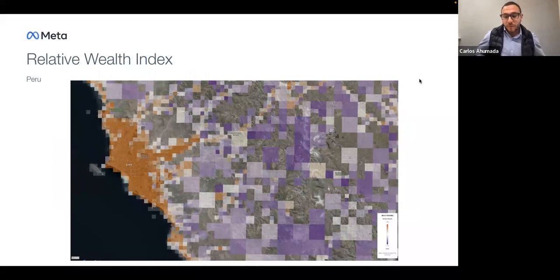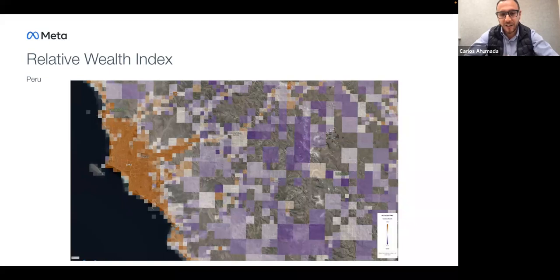This one is one of my favorite maps because it combines traditional with non-traditional data to understand wealth within countries. So basically what it does is that it measures in areas how wealthy or how poor is an area of 2.5 square kilometers compared to an area of the same size within that same country.